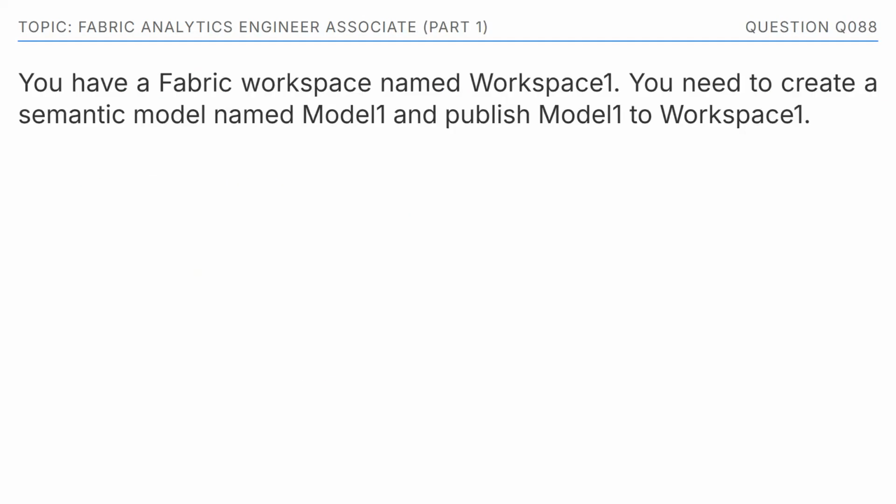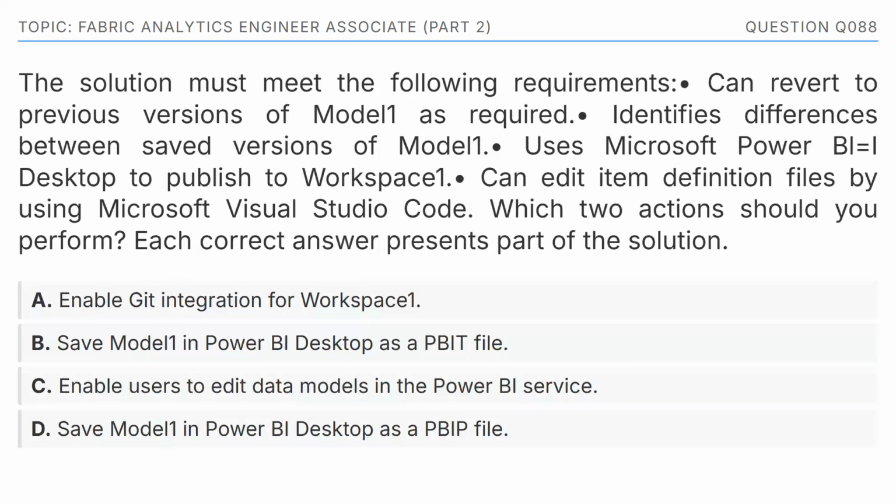You have a Fabric workspace named Workspace 1. You need to create a semantic model named Model 1 and publish Model 1 to Workspace 1. The solution must meet the following requirements: can revert to previous versions of Model 1 as required, identifies differences between saved versions of Model 1, uses Microsoft Power BI Desktop to publish to Workspace 1. Can edit item definition files by using Microsoft Visual Studio Code.